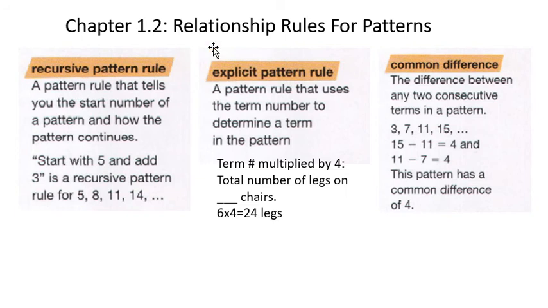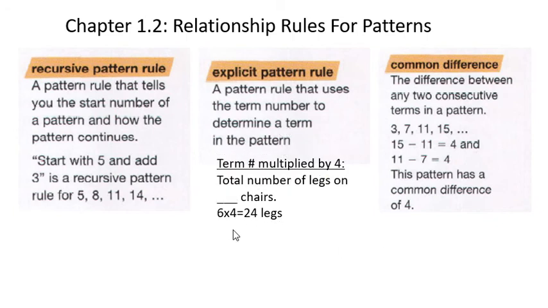That's why we have something known as the explicit pattern rule. This is a pattern rule that uses the term number to determine a term in the pattern. For example, I'm going to give you an instance where we could do the term number multiplied by 4. So the total number of legs on, in this case, let's say 6 chairs. If I have 6 chairs, I don't have to find out how many legs are on 5 chairs, and then before that 4 chairs, and then 3 chairs. I don't have to do that.